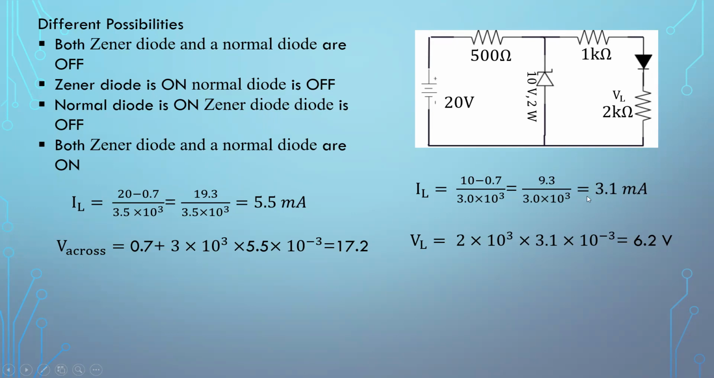And now that I know the current, I can find V load across this 2 kilo ohm: 2 into 3.1 milliampere. This gives me 6.2 volt, and 6.2 volt is the correct answer for this question. Hope you understand the question.